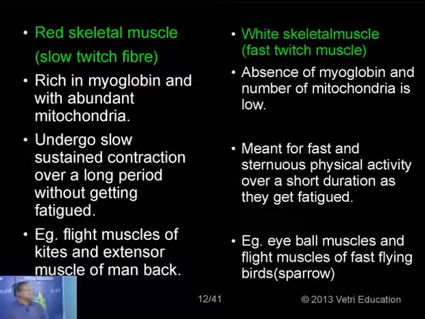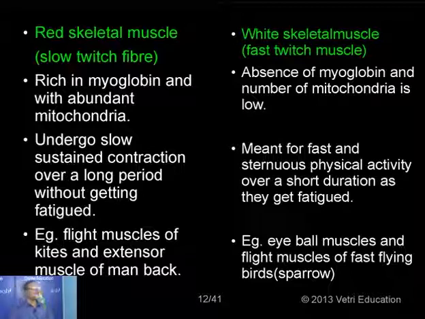Then the red skeletal muscles normally undergo a sustained slow contraction for a long period. That is why they get fatigued slowly. The rate of contraction is slow. They show sustained contraction for a longer period, so they get fatigued very slowly. In contrast, the white skeletal muscles are meant for fast, strenuous physical activity.